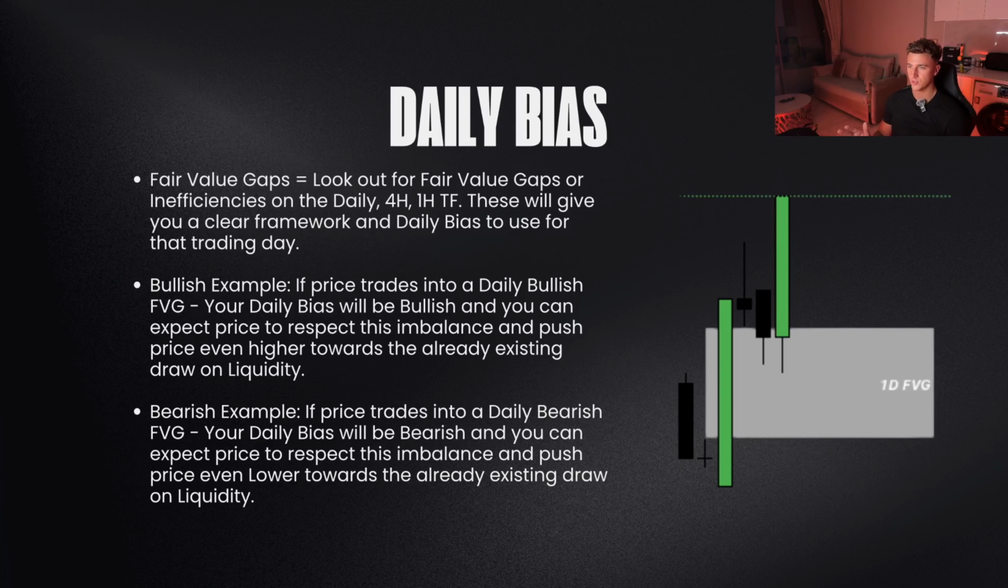If for any reason you don't find any imbalances on any of these time frames, then you revert to the draw on liquidity. So wherever the draw on liquidity is, it's going to act as your bias. For example, let's say we have a new week opening gap resting below and price has opened up higher. Your draw on liquidity and daily bias for that whole week is most likely going to be bearish. And you're going to expect price to draw down into that new week opening gap throughout the week.